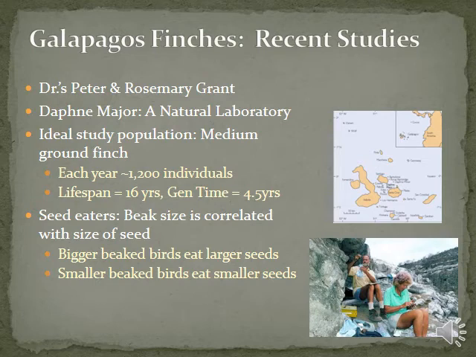What they noted is that beak size was correlated with the size of the seed. Bigger beak birds are able to eat larger seeds, whereas smaller beak birds are able to consume smaller seeds. So that kind of makes sense to some extent.